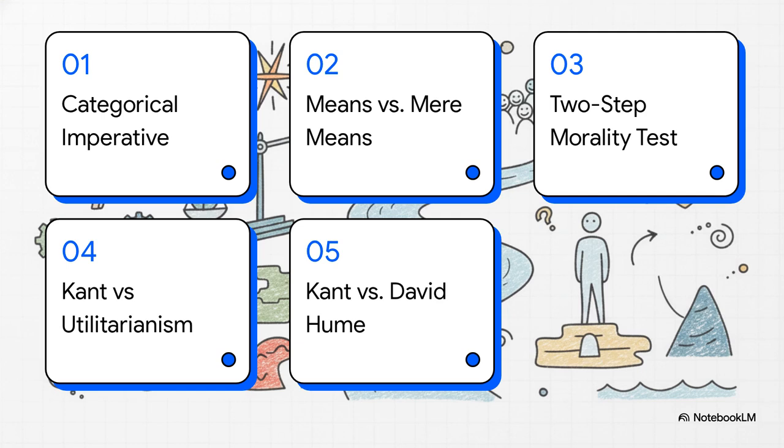We're going to start with Kant's categorical imperative, dive into means versus mere means, test drive his two-step morality test, and finally, pit Kant against utilitarianism and David Hume. Let's get right into it.